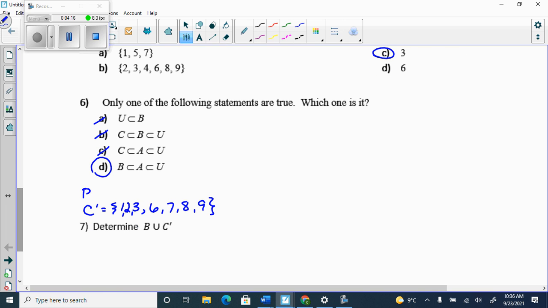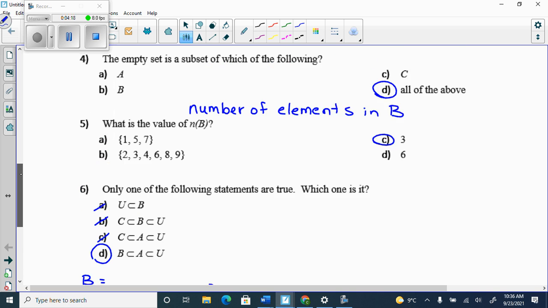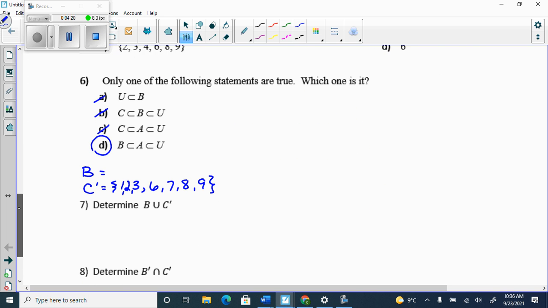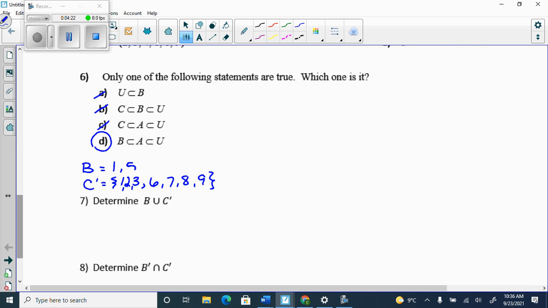And then B has 1, 5, 7. So I want or, so it's in either, we're going to list it. So 1, 2, 3, 5, 6, 7, 8, 9. How'd you do on that one? Good? Thumbs up?